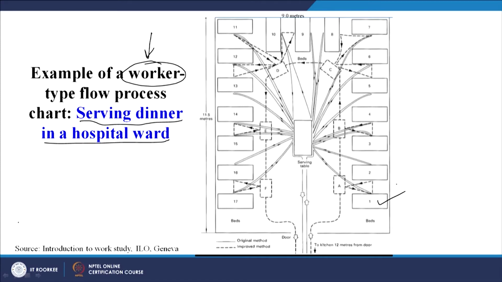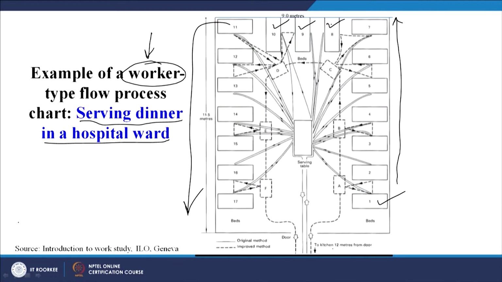Now you can see in a hospital ward there will be a number of beds. So you can see this is bed number 1. In this manner the numbers are increasing, 7, then 8, 9, 10 and then 11 and finally 17. So he has to serve dinner to these 17 patients who are on the beds in the hospital. And we assume that each bed is occupied, that we have people on each and every bed.